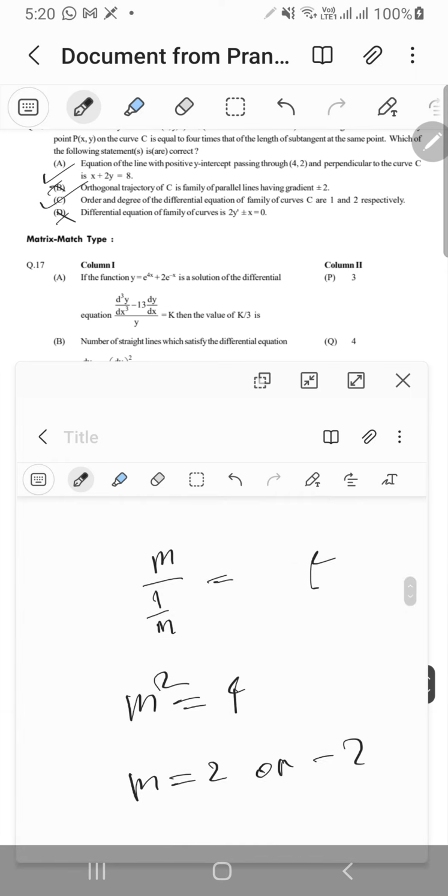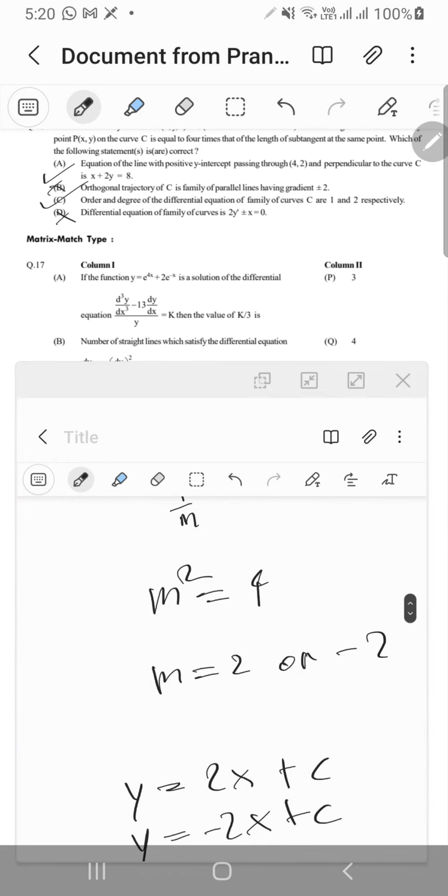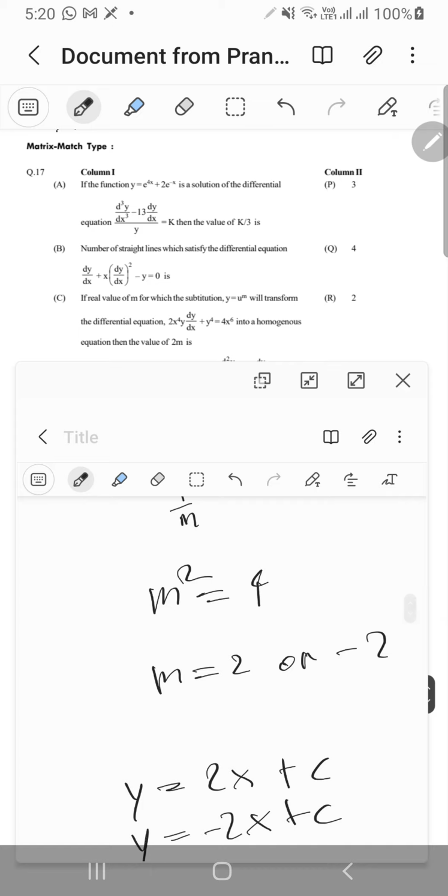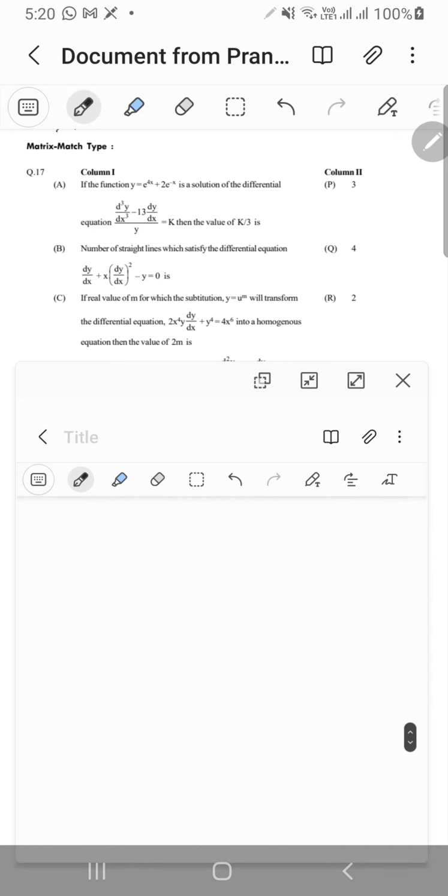Next, the function y equal to 4 e power 4x plus 2 e power minus x is the solution of the differential equation. Then the value of k by 3 is, okay, fine, let's just put that inside it and let's just see what happens. So y equal to e power 4x plus.